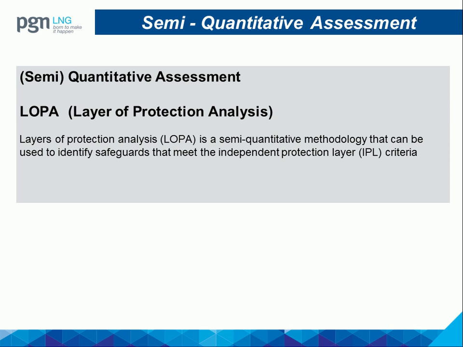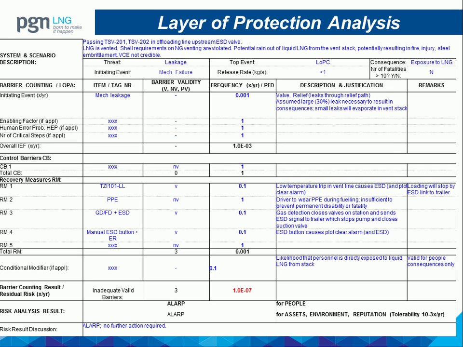The next one will be semi-quantitative assessment. It's LOPA, layer of protection analysis. It is basically done to give more assurance for you that safeguards meet independent protection layer criteria. And this is one of the examples. I would not go too deep into this.